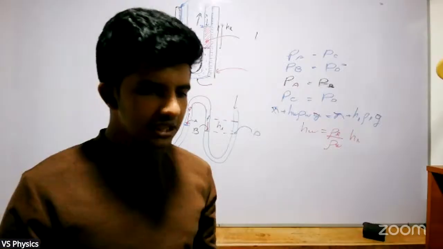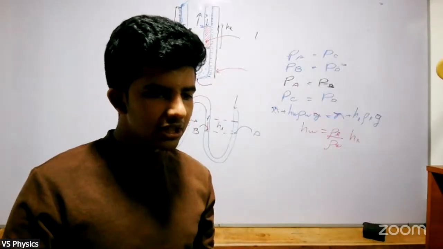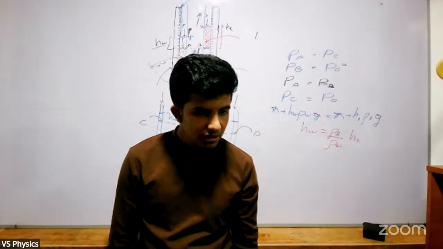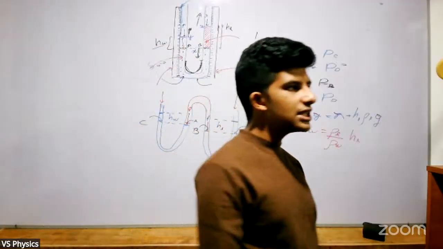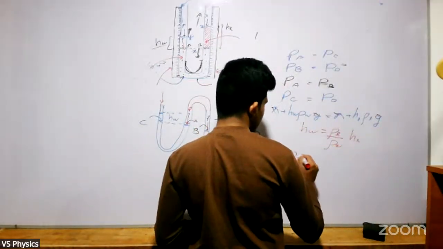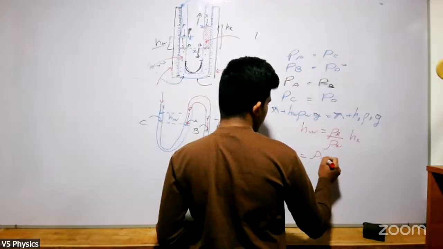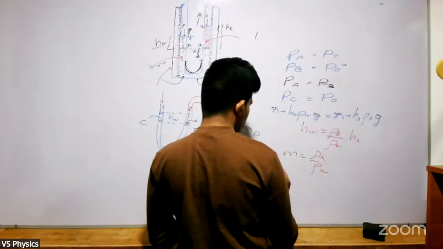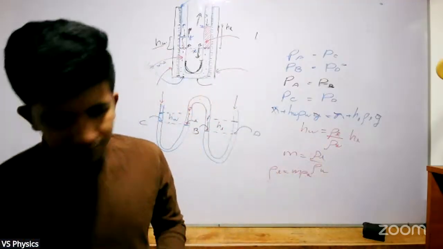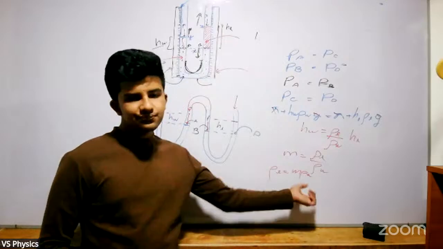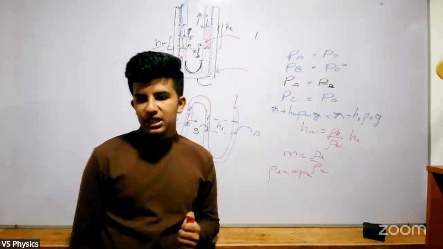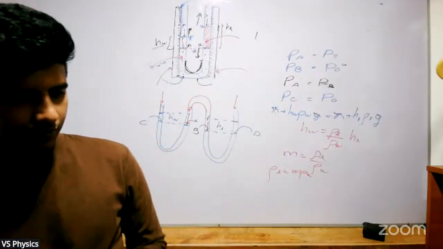In such a graph, gradient is found to be 0.87. Determine the relative density of coconut oil. How? Determine the density of coconut oil. What is the density of coconut oil going to be? Gradient is equal to rho liquid over rho water. So rho liquid is equal to gradient times rho water. Then we have 870 kilograms per cubic meter. Fine.